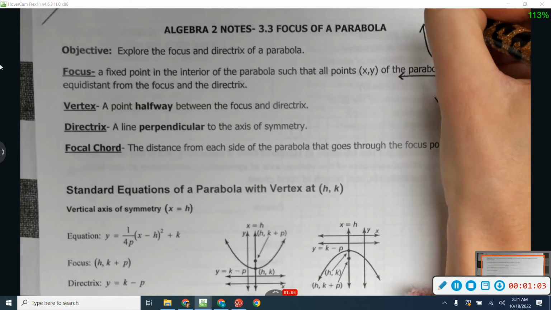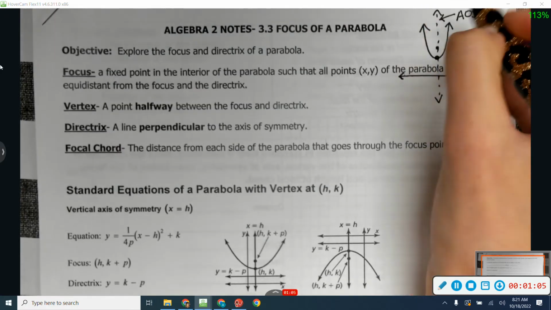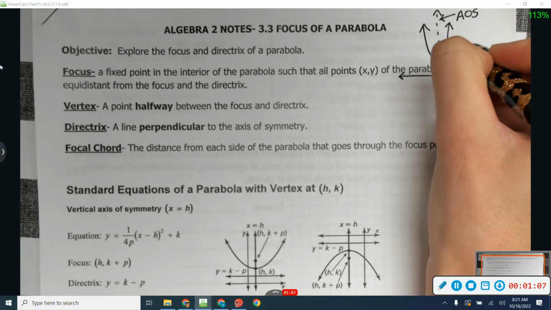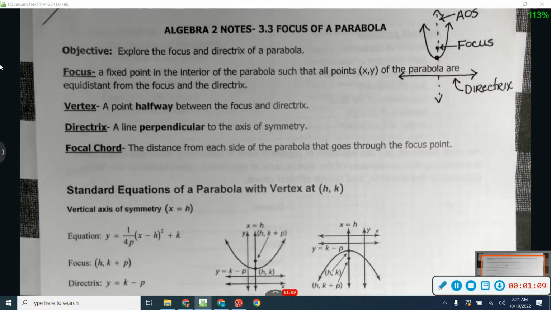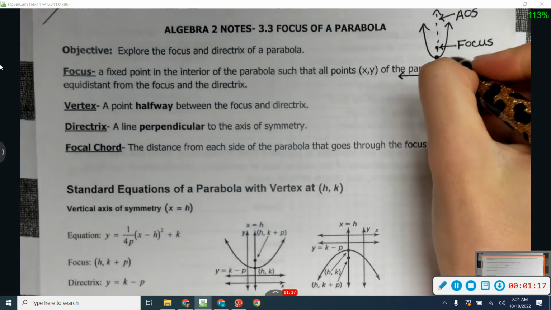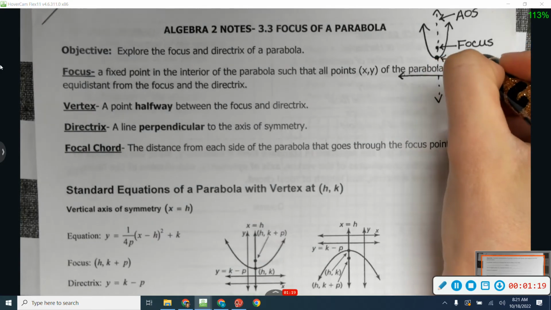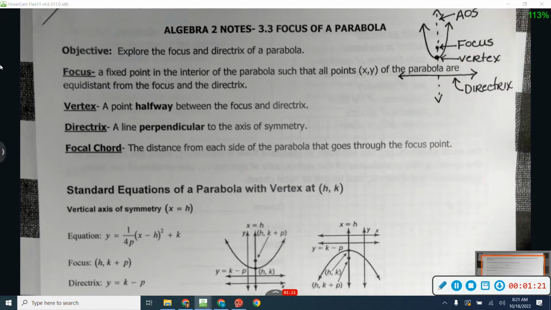If that's my axis of symmetry, this is my focus. Yes, I know we have pictures down here, but it's easier to draw it for you to see yourself instead of all of it thrown at you at once, okay? And then, you know, this is your vertex. All right, your vertex is in the smack dab middle of your focus and your directrix, okay?